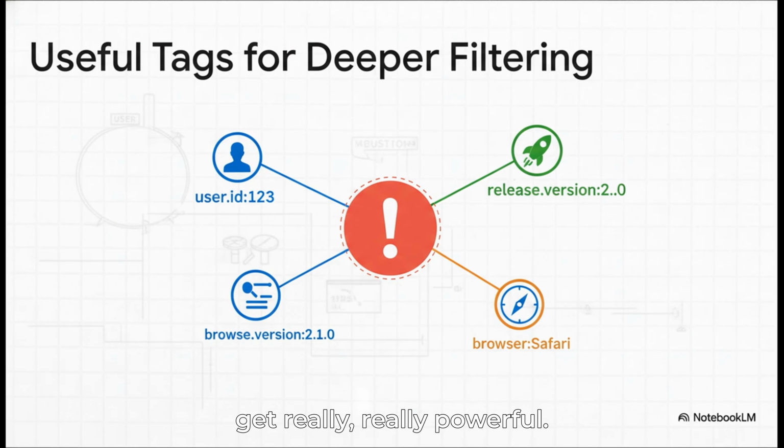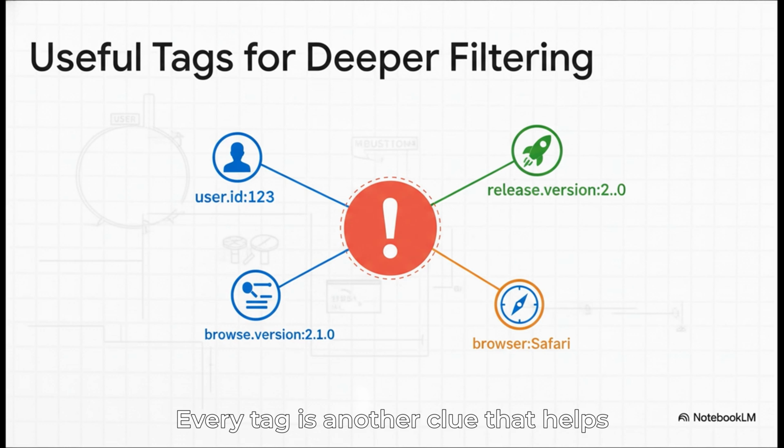And this is where things get really, really powerful. Let's say you've got a specific customer reporting a strange bug. No problem. You just filter by their user.id. Or maybe you're seeing a huge spike in errors right after a new deploy. Filter by the release.version to see exactly what went wrong. Or maybe users on Safari are complaining. Just filter browser.name:Safari. See? Every tag is another clue that helps you solve the mystery faster.